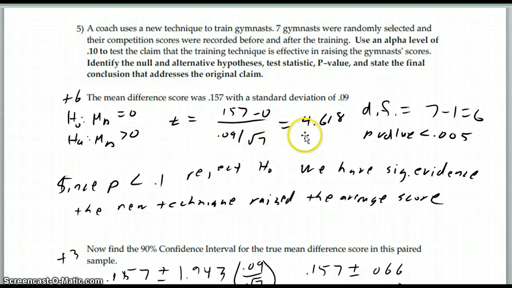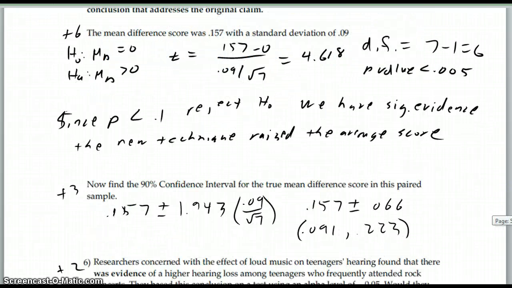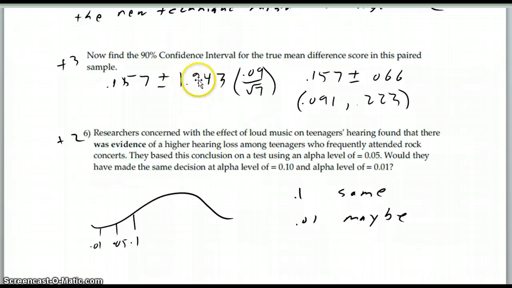We get a t-statistic of 4.6, and if you look in row 6, that's definitely less than 0.005, very rare. So since we have a low p-value, much lower than 0.1, which was our threshold, we reject the null and say we do have significant evidence that the new technique does raise the average scores, and there's a 90% confidence interval, and we get this 1.943 again from our t-table using row 6. So we are 90% confident the true increase is somewhere between 0.09 and 0.22.